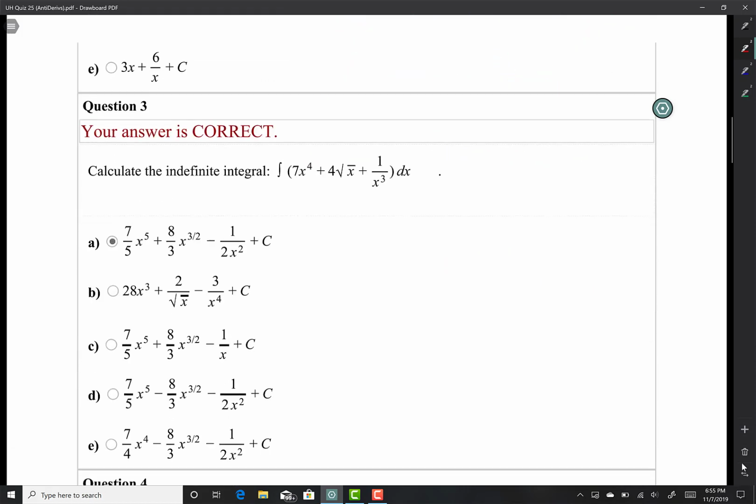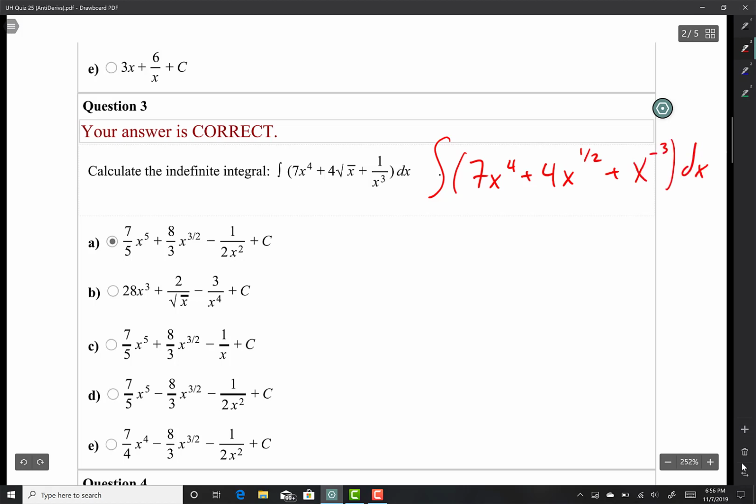Again, rewrite this, showing all the exponents and powers. Integral of 7x to the 4th plus 4x to the half plus x to the negative 3 dx. And now I'm ready, guys. So here we go. Add 1, divide by that number. 7x to the 5th over 5 plus 4x to the 3 halves divided by 3 halves, which is the same thing as multiplying by 2/3, the reciprocal of 3 halves. And then plus x to the negative 2 divided by negative 2 plus c.